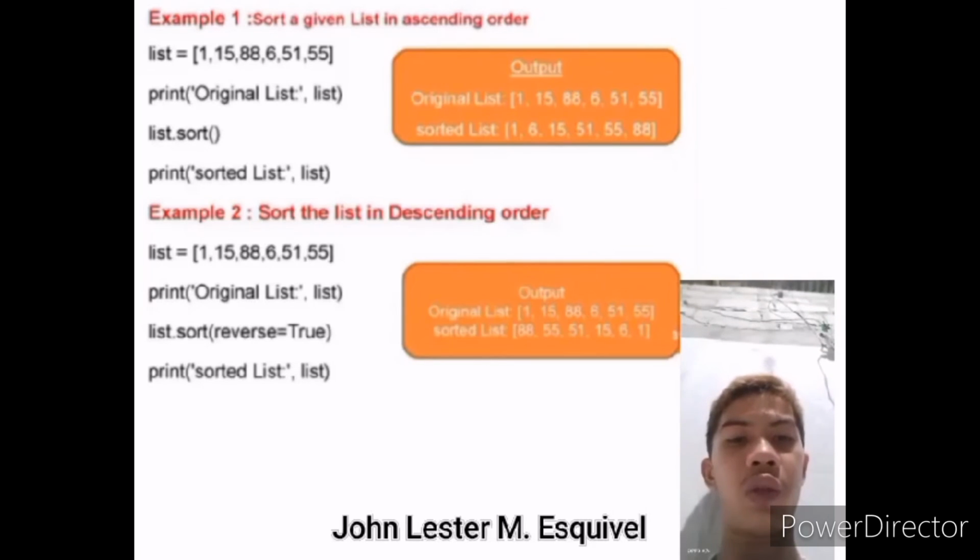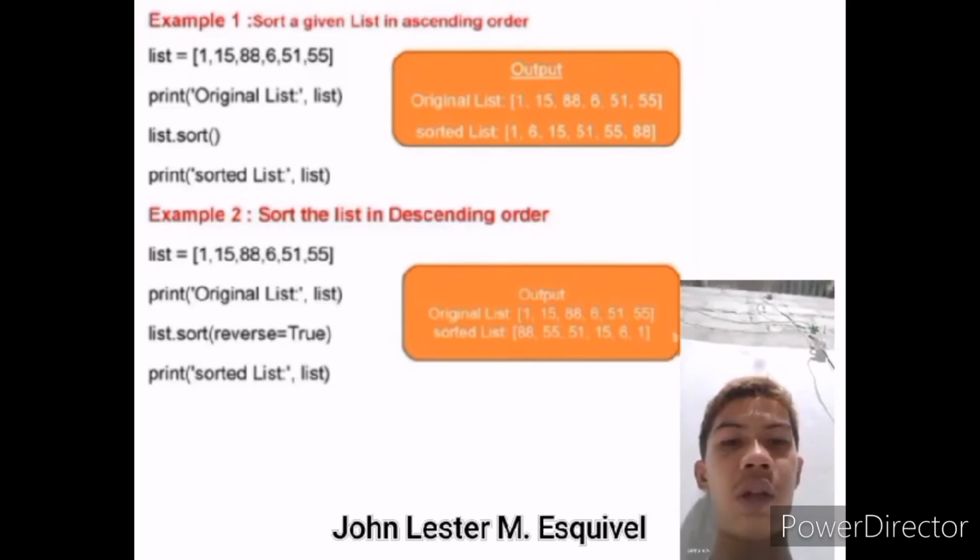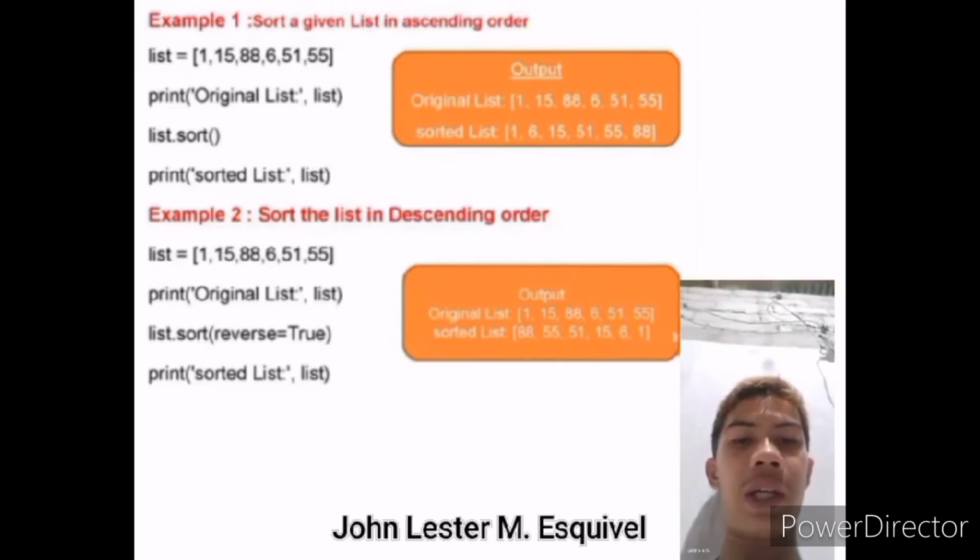Sa example number 2 naman, ginamitan ulit ito ng sort method na descending order kaya ang magiging output niya ay ang original list na 1, 15, 88, 6, 51, 55. At ang sorted list nito in descending order na 88, 55, 51, 15, 6, 1. Madali lang naman intindihin ang reverse method at sort method. Kahit basahin mo lang, ang definition nito ay maiintindihan mo na agad.